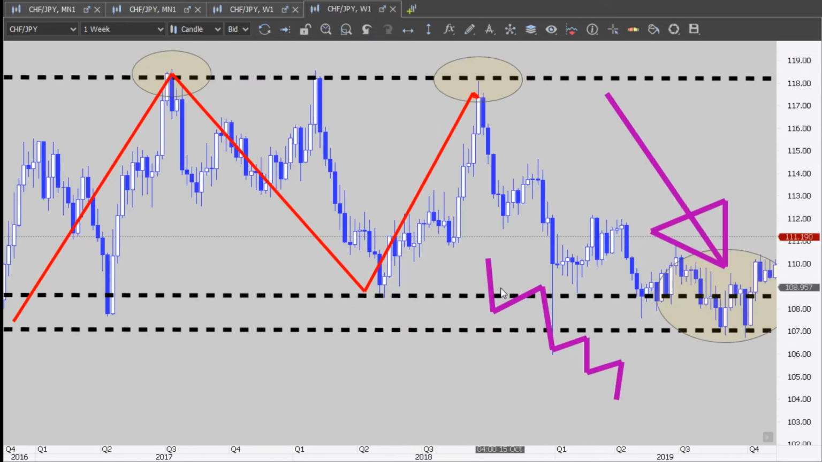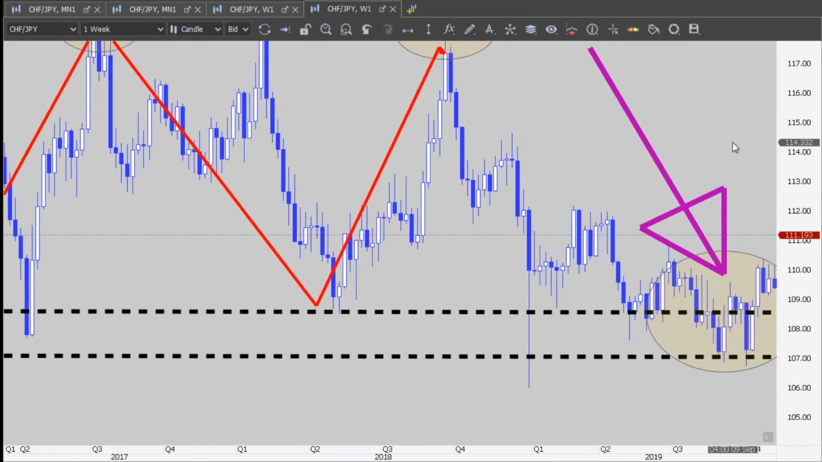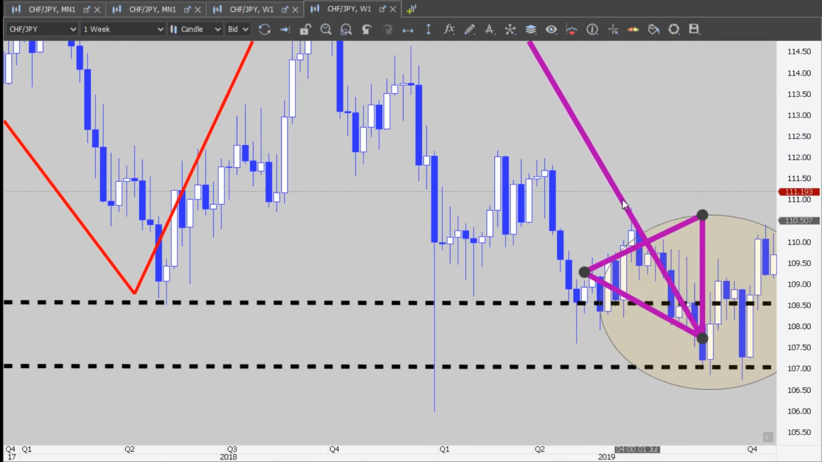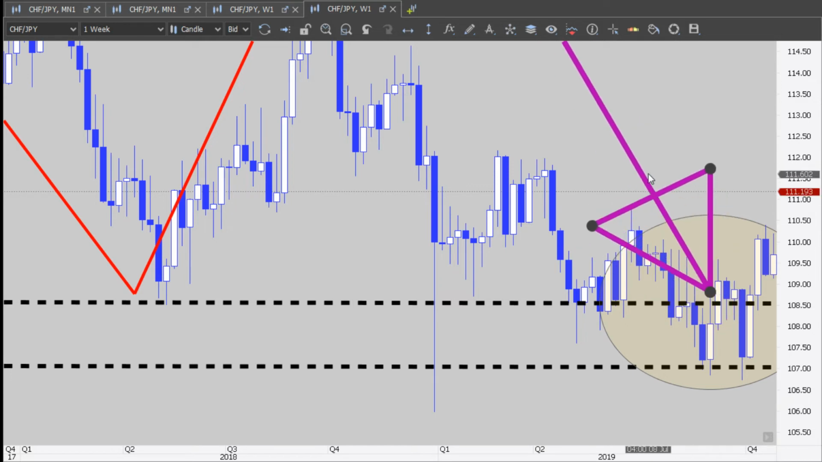So, going back, everybody, here: trade what you see. Do I have a pattern here? Do I have a pattern here to go long or short or whatever? What do you think?